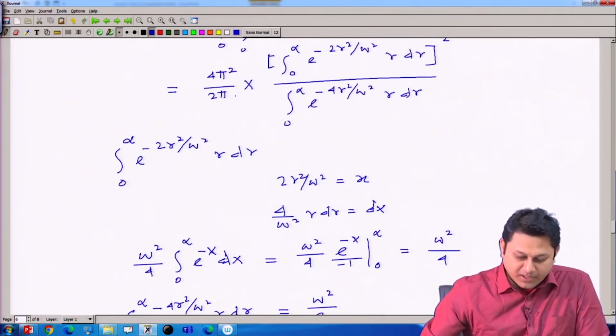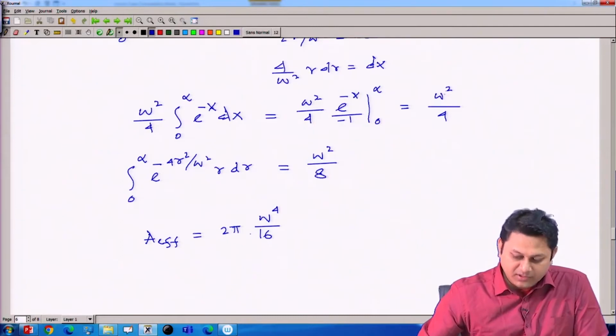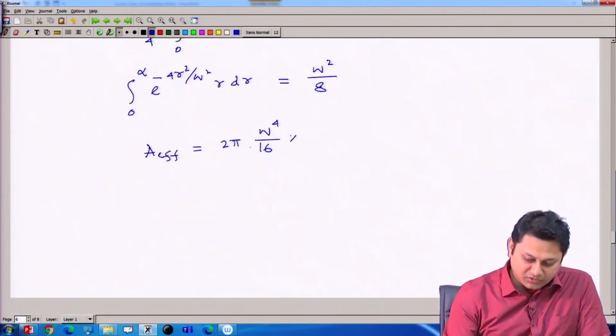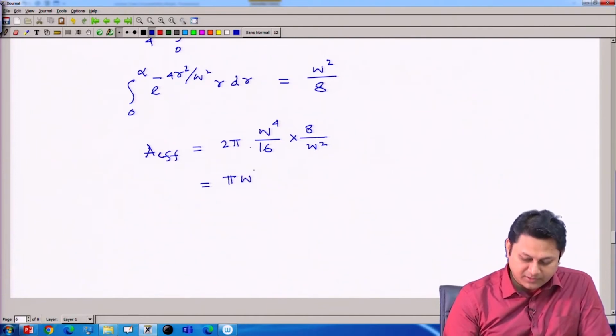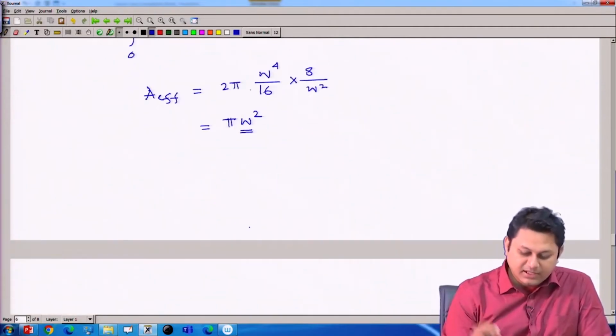will be, we already have 4 pi square divided by 2 pi. So, it is essentially 2 pi, then it should be w to the power 4 divided by 16, because I need to have the square of this quantity w square by 4, because it is squared here, divided by this quantity. So, it should be multiplied by 8 over w square. So, it is essentially a very straightforward expression, pi w square. So, you can see this w is essentially a spot size. So, if I know the spot size, then I can readily find out the effective area.